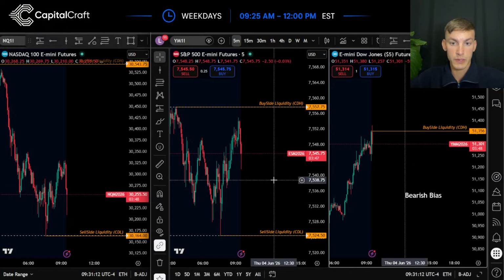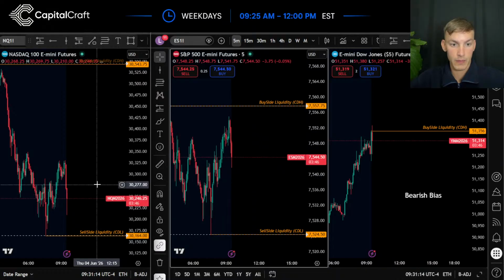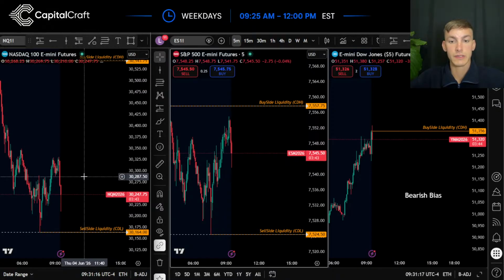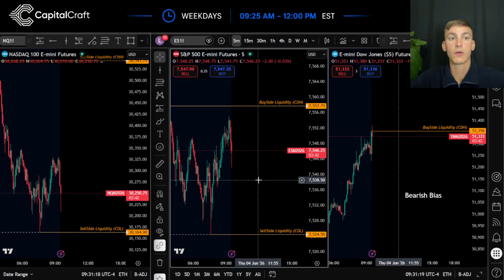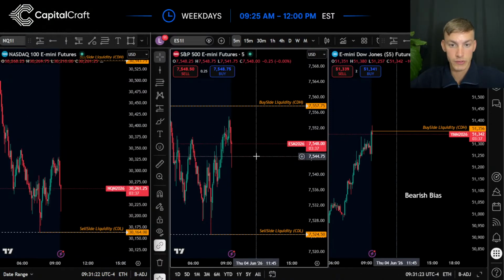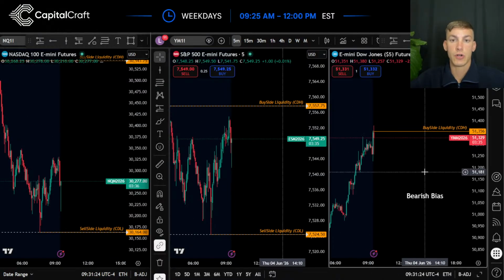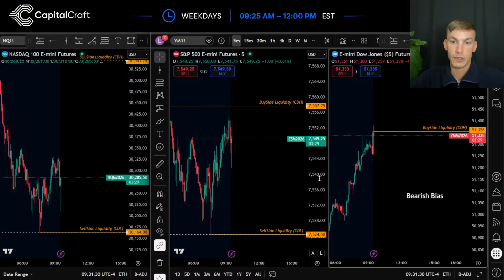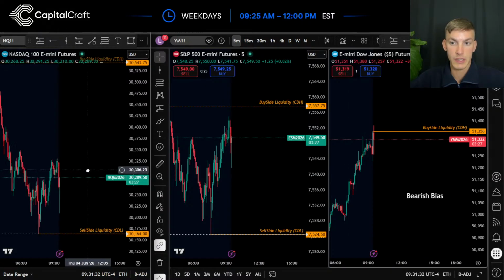Now let's see what we can find on the Nasdaq as well as the S&P 500. I once again want to remind you guys that the Nasdaq is on the left of your screen, the S&P 500 is in the middle, and the Dow Jones is on the right. I tend to always have my specific trade setups found this way. It's just a lot easier for me to keep track.